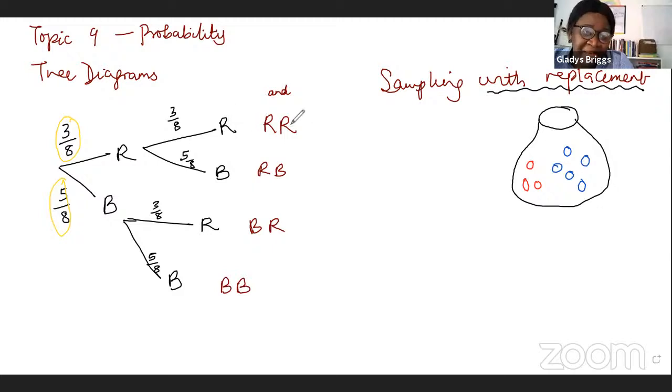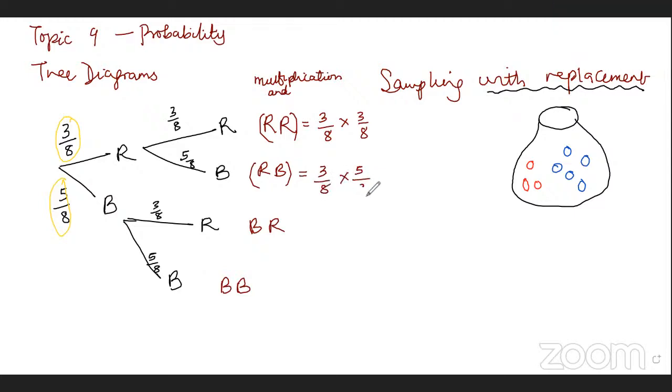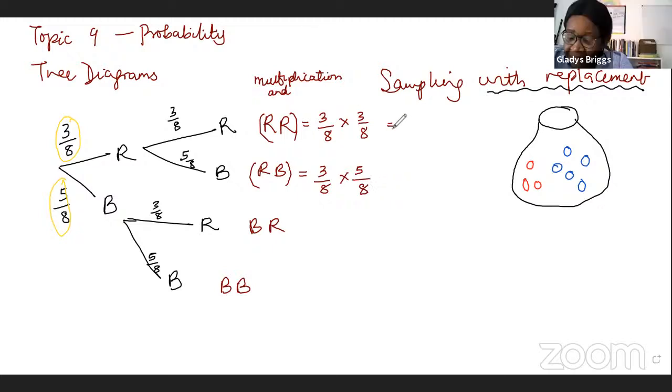Now you need to times them. 3/8. You remember, and is multiplication. It's the multiplication rule or the AND rule. When you're doing this and that, you have to times them. So 3/8 times 3/8. Work that out. Let me get the answer. The next one will be 3/8 times 5/8.